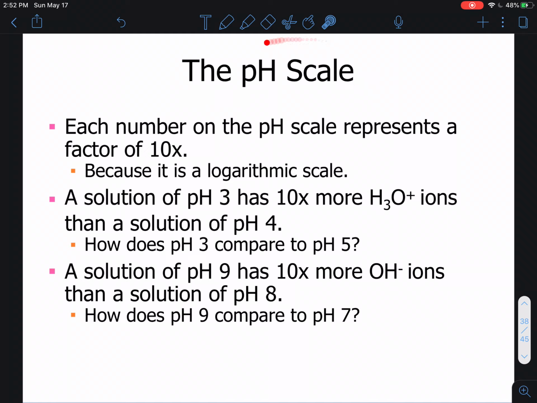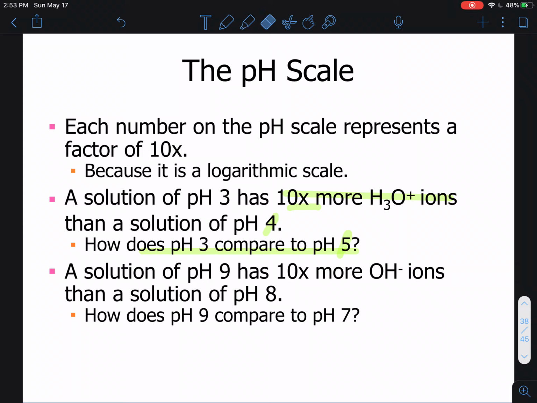So again, this brings us back to the pH scale. Each number on the pH scale represents a factor of 10, and that is because it's a logarithmic scale. So if you have a pH of 3, and you compare that to a pH of 4, the pH of 3 has 10 times more hydronium ions than a solution of pH 4. So how does a solution of pH 3 compare to pH 5? It's going to be 100 times. If 4 is 10 times more, 5 is going to be another 10 times more.